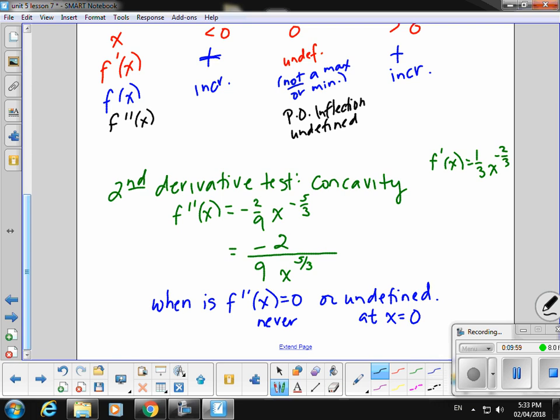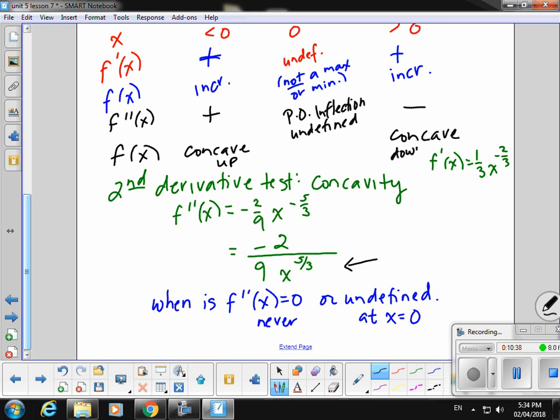If I look at negative values, so x is less than 0, the cubed root of a negative is a negative, and a negative to the power of 5 is still a negative, but the top's negative. So we end up with a positive for x values that are negative. If I put a positive x value in there, I have a positive on the bottom and a negative on the top. So I have concave up, point of inflection, concave down.